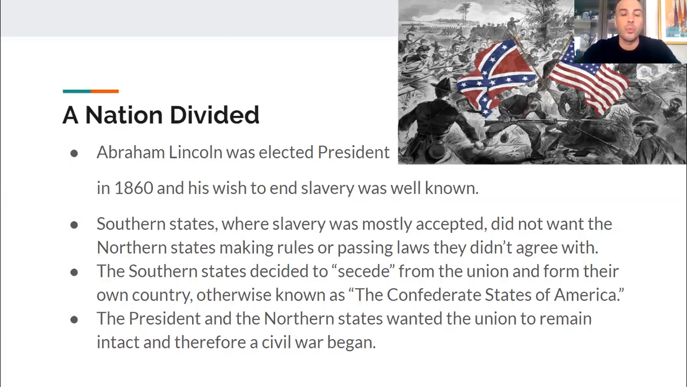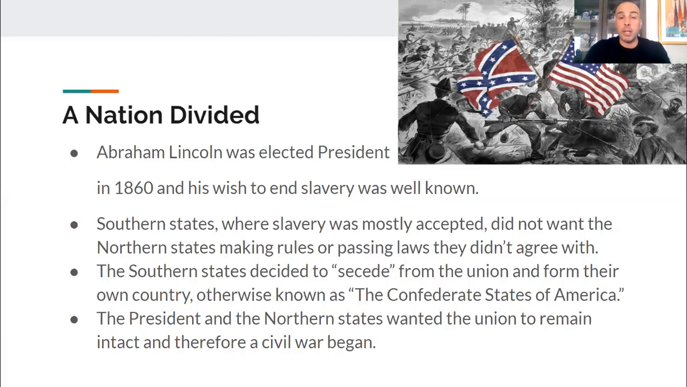So they decided to come together and secede from the Union. Secede means to break away from. And the Union is the United States of America. It's a popular term that was used back then to describe the entire country, the Union of States. So these southern states decided to secede from the Union and form their own country, otherwise known as the Confederate States of America, or a shorter name, the Confederacy.